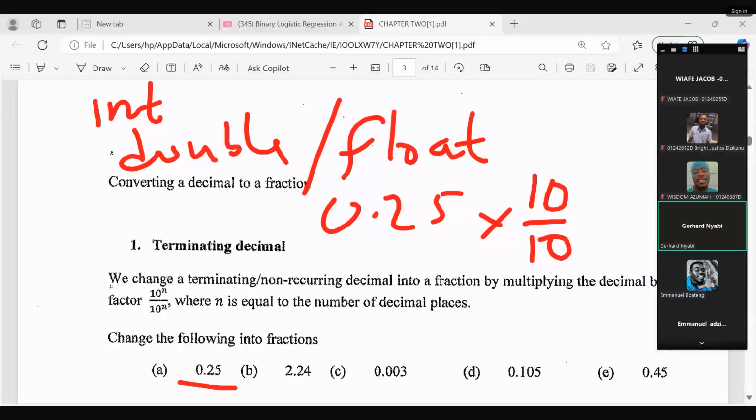You agree with him that 10 over 10 is equal to 1, right? Yes, please. If you multiply anything by 1, the answer is the same thing. Is that correct? Yes, sir. And you also agree with me that 10 raised to the power n over 10 raised to the power n is equal to 1. Okay. Now we need to choose n carefully so that all the terminating decimals go to the left hand side of the equal to sign. So look at how many decimal places do you have in 0.25?